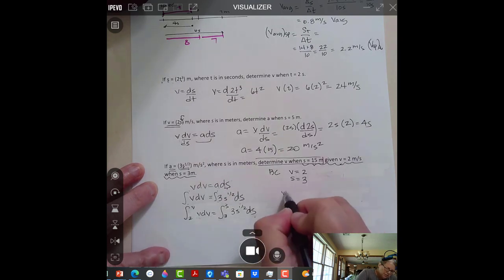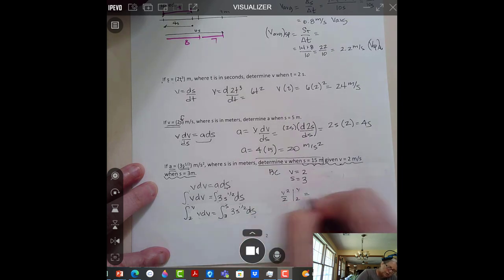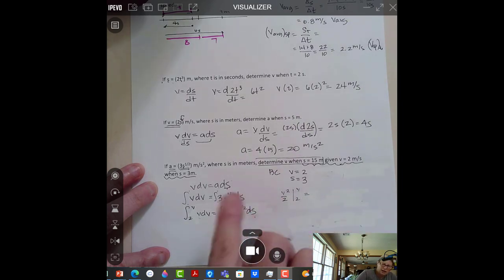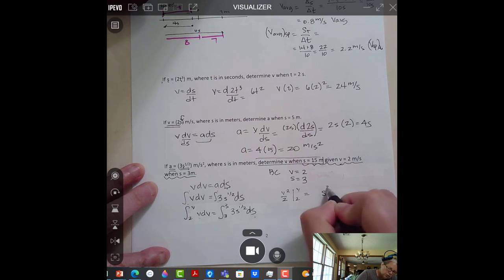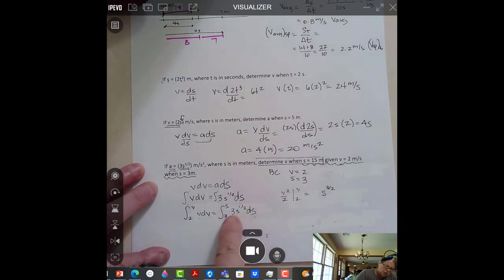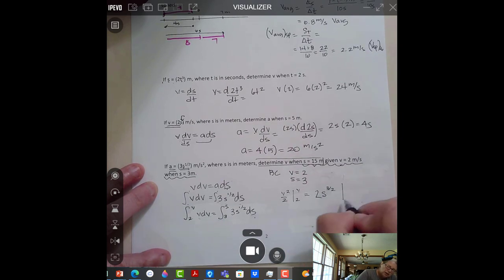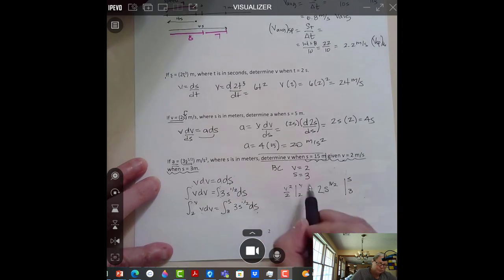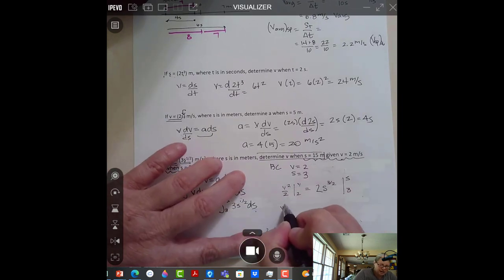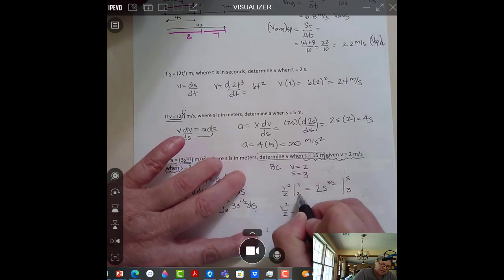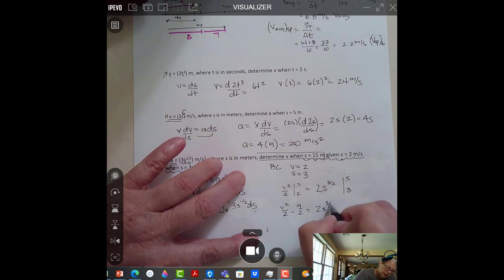So now I've got v squared over 2 from 2 to v equals, remember with the 1/2, I'm going to add 1 to it, so it's going to be s to the 3/2 divided by the reciprocal, which will take care of that 3. So now we have 2s to the 3/2, from 3 to s. So when I start plugging these things in, I have v squared over 2 minus 4 over 2 equals 2s to the 3/2 minus 2 times 3 to the 3/2.